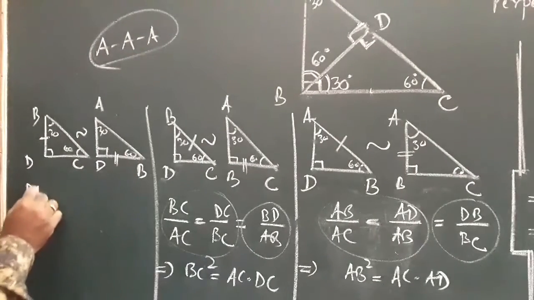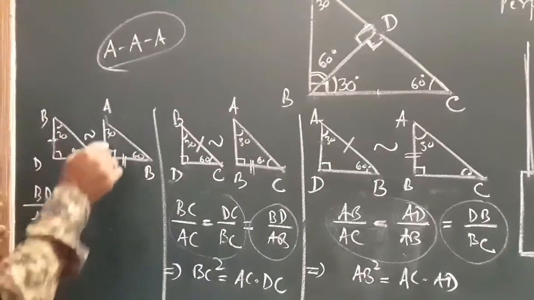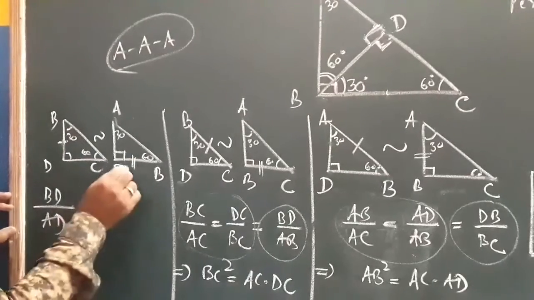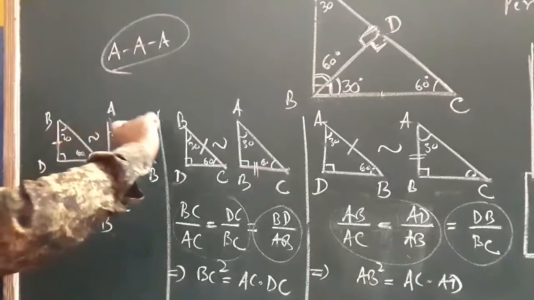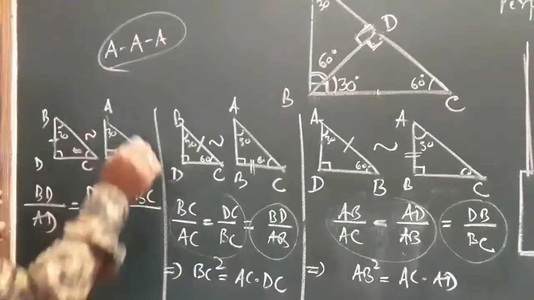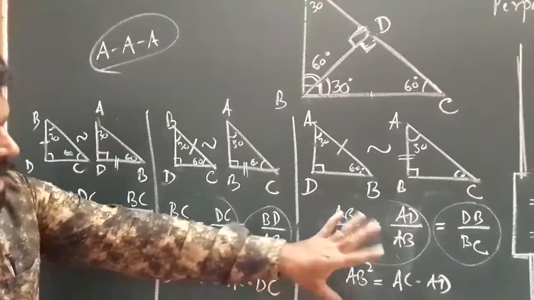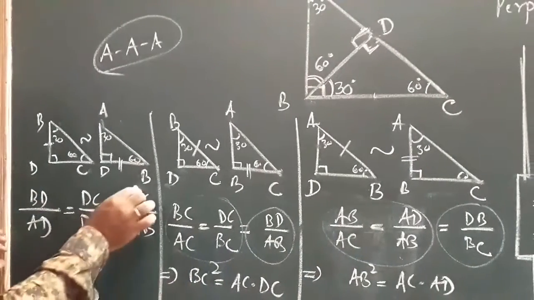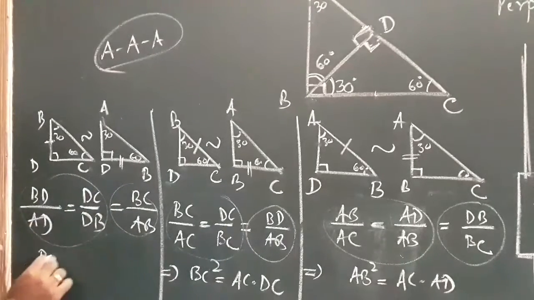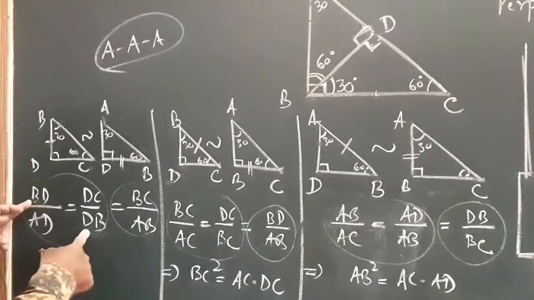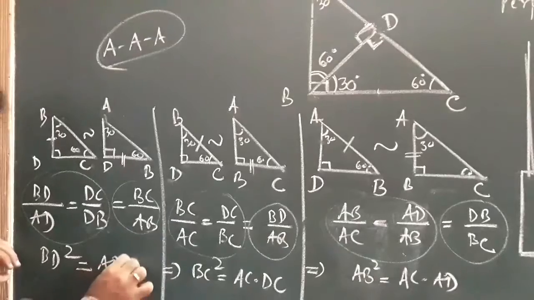So we will be writing BD by AD equal to DC by DB, that equals BC by AB. You can write any one of the fractions front and back, but to get AB square I have written it like this. I have chosen this way. Now here, this one is cut. These two we take into consideration. When you take these two into consideration, BD into BD will come BD square. BD into DB is again BD. BD square equals AD into BC.